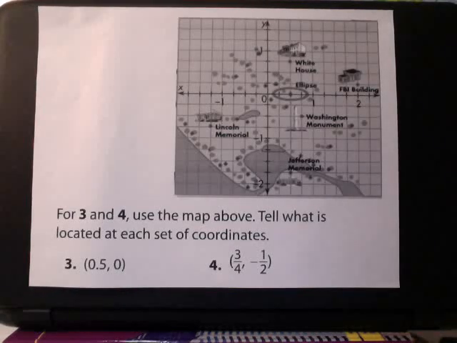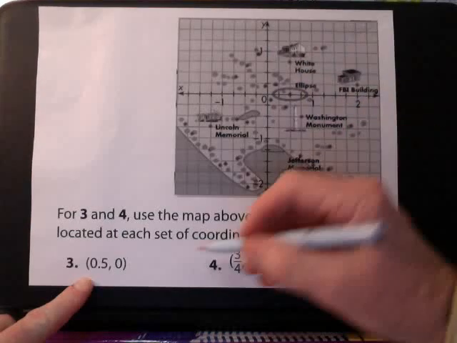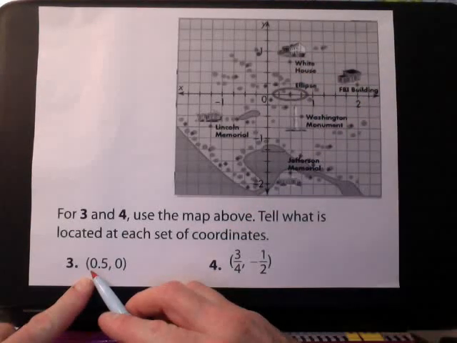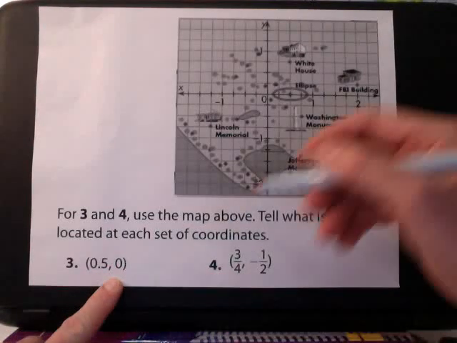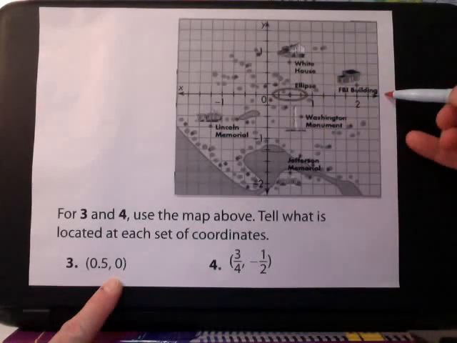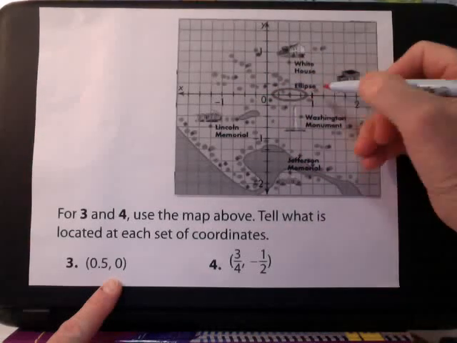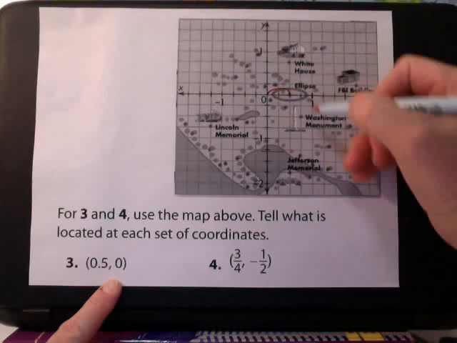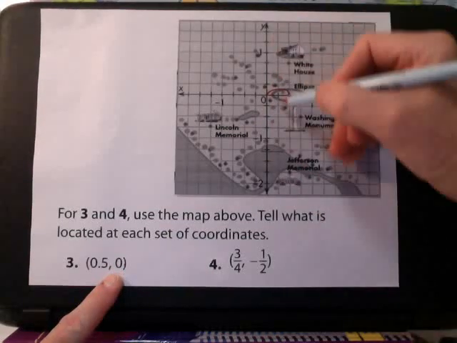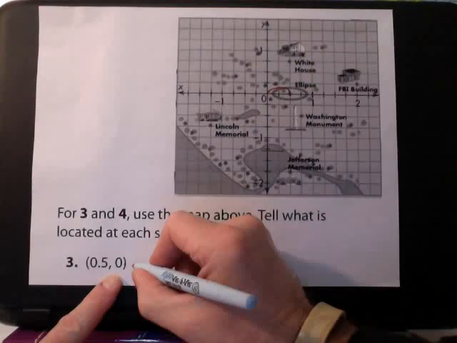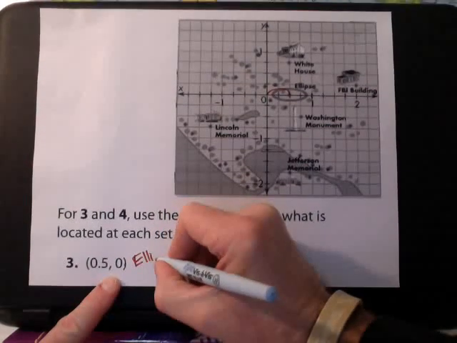Okay, let's see how well you did on this one. In your book it'll be a little bit clearer. We have a positive 0.5 and 0. So on our x-axis, we come over half the distance to 1, it would be right there. It's 0 on the y-axis, so we're not going to go up or down. So the answer to number 3 is the ellipse.